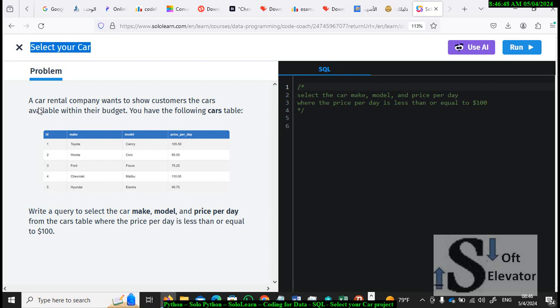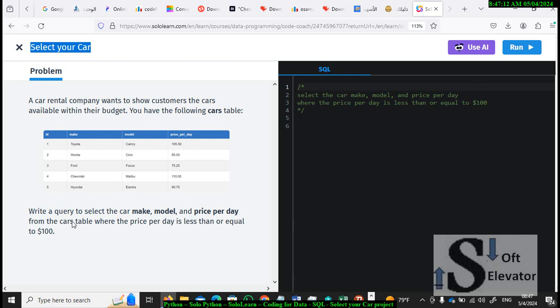So here is the problem: a car rental company wants to show customers the cars available within their budget. You have the following cars table. This is the cars table, with the brand name, Toyota, Honda, and so on, the model of the car, and then the price per day.